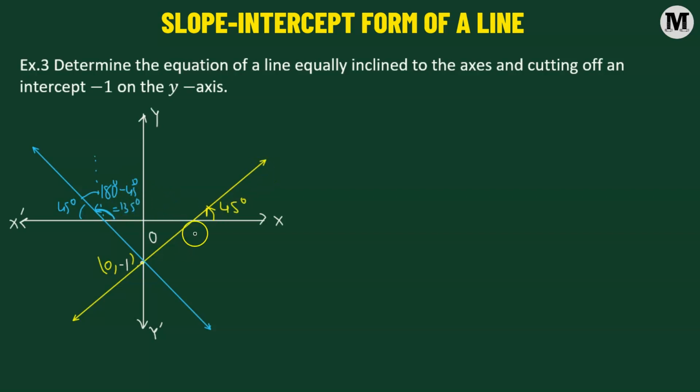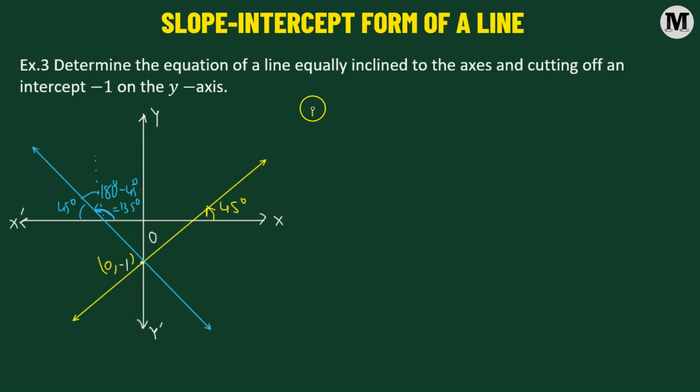So that means the yellow line, which makes an angle of 45 degrees with the positive direction of the x-axis and has a y-intercept of -1, we need to find out its equation. And the blue line makes an angle of 135 degrees with the positive direction of the x-axis and also has a y-intercept of -1. So we'll get two equations of lines actually. So let's start with the first one.